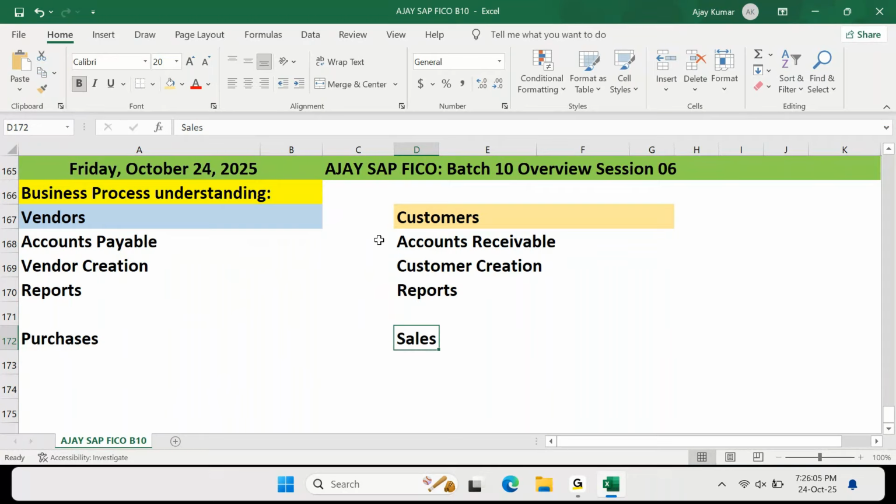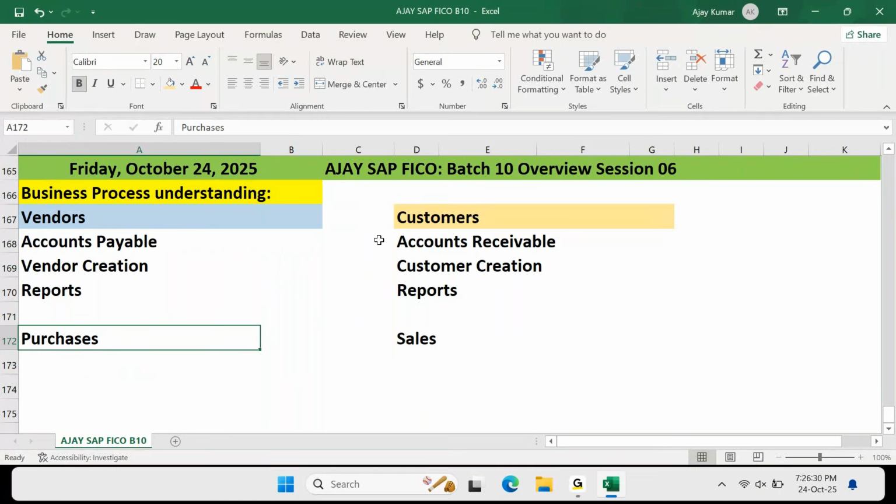You need to make a note, and then you need to understand when they are purchasing, how are they purchasing? Are they directly going to a store, to a supplier, or are they placing an order? Majorly, a company will do a purchase directly or through a purchase order.